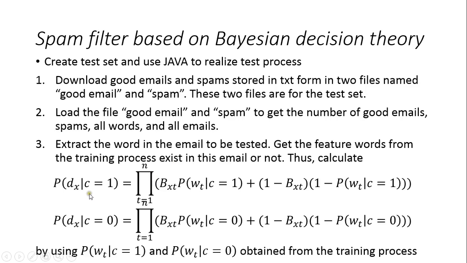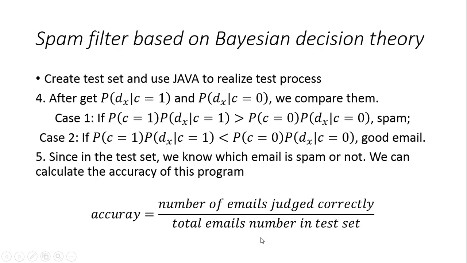Thus we can calculate these two conditional probabilities from these two equations. And we can get these two probabilities from the training process. And after we get these two probabilities, we should compare them. There are two cases here. If this value is bigger than this value, that means it is spam. Else, this is a good email. Since in the test set we know which email is spam or not, we can calculate the accuracy of this program from this equation.